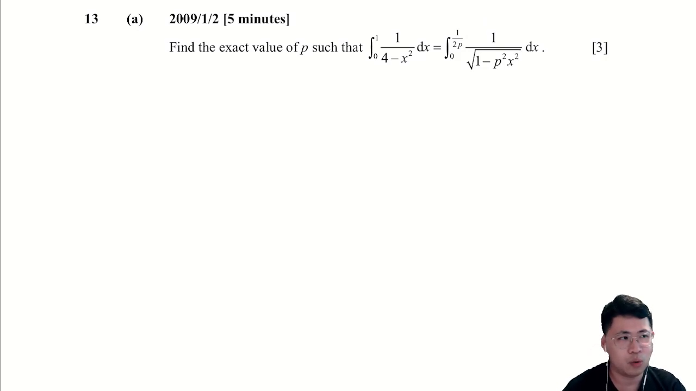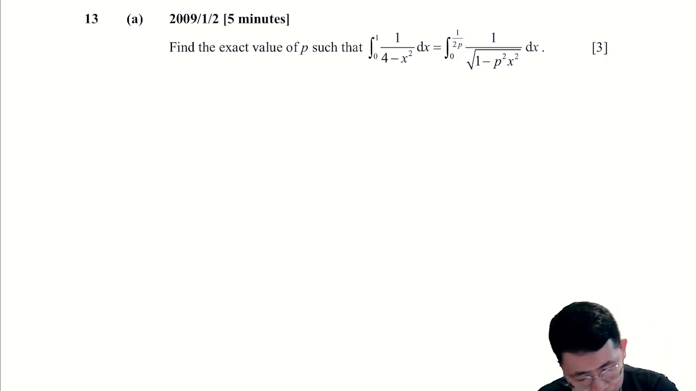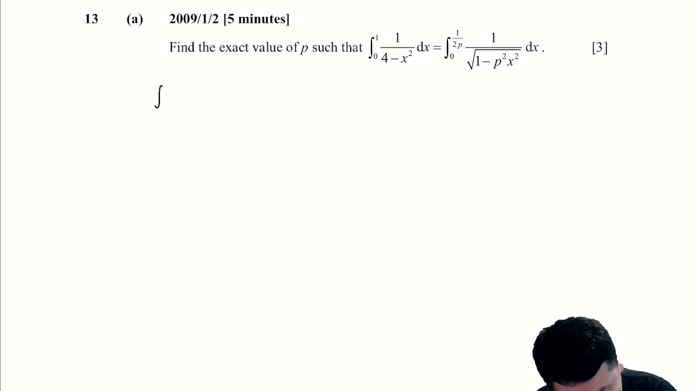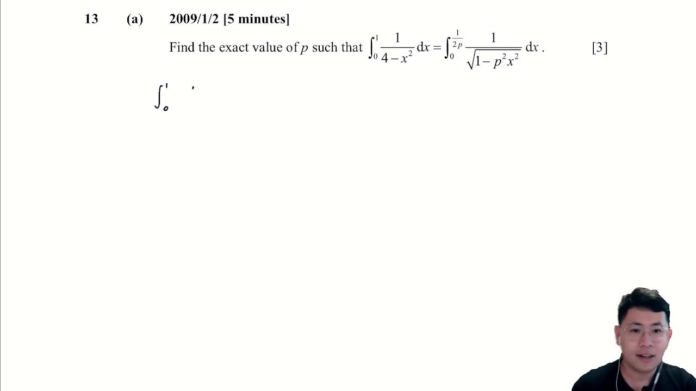Let's not do this whole big thing in one shot, because there is obviously more work to be done here. So we're going to just evaluate the left-hand side first to see what we get. Over here, we have the integral from 0 to 1 of 1 over 4 minus x squared dx, like that.